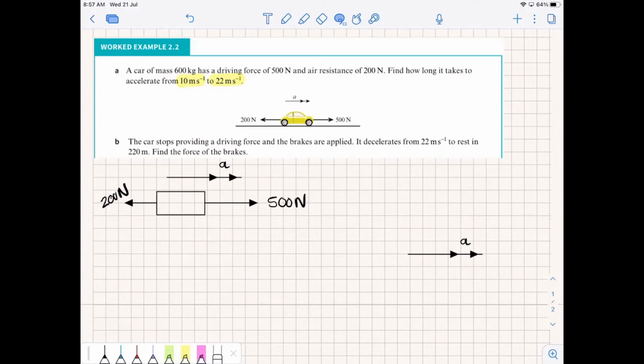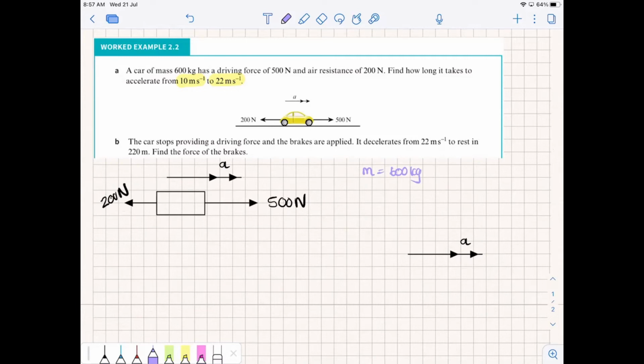If we consider that, why don't we write the information that we've been given first? So the information that we have is the mass of the car, 600. Then the driving force is 500, and then the air resistance is 200. Then the stronger force is the driving force, by 300 newtons.